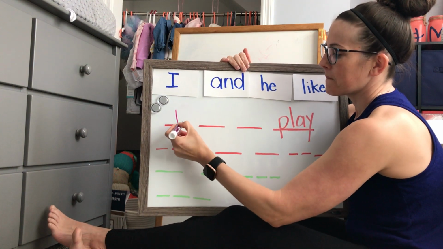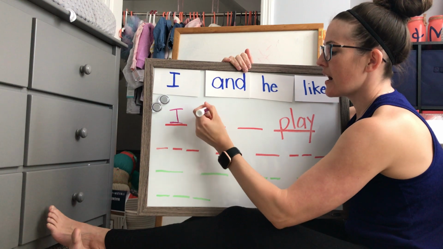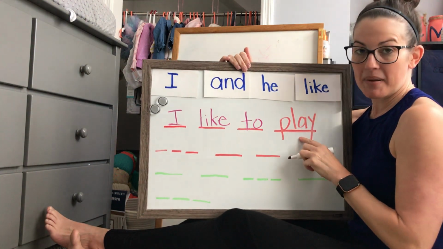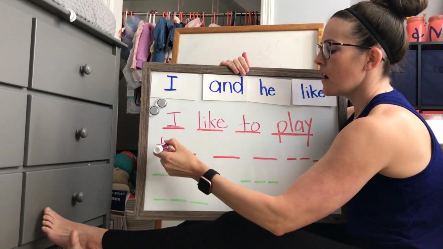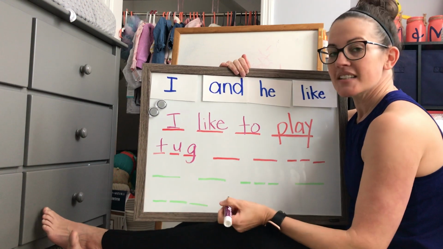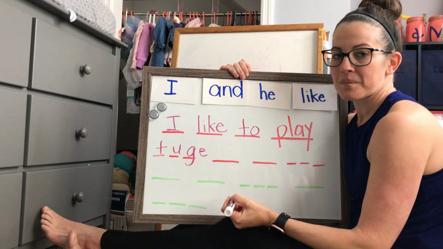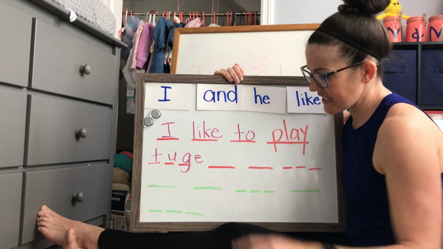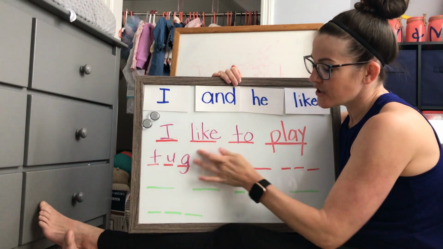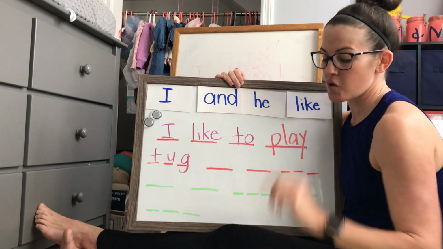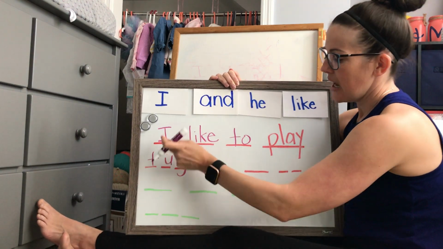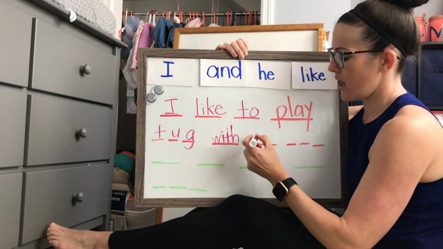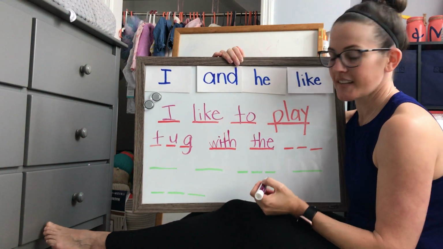I like. L-I-K-E. Like. I like to, I gave you that one, play tug. T-U-G. Now, some friends might have wanted to add a sneaky E, because that's a skill we've been working on. Does that make sense? No siree. So I do not need sneaky E for the sound. That's short U. So I just need tug. I like to play tug with the. The is a sight word. Dog. Not a sight word, but easy.